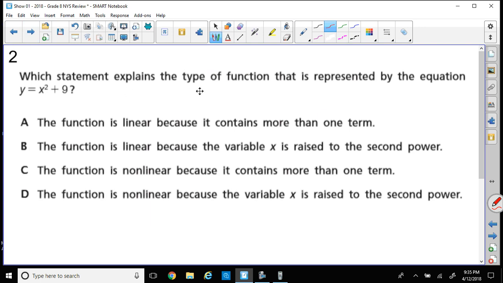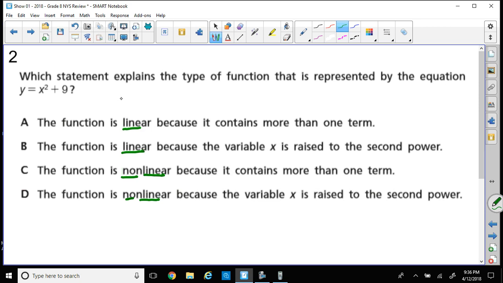Which statement explains the type of function that is represented by the equation y equals x squared plus 9? So I notice it says the function is all the way down for each choice. They're either linear versus nonlinear. Well, linear means that you have a line. So if you look at the first four letters of linear, you have a line. So a line. And here, nonlinear, that would be no line. So no line. So we're talking about a curve or something that is not a straight line.